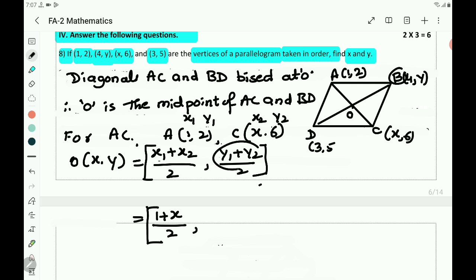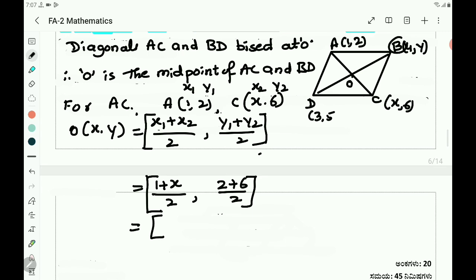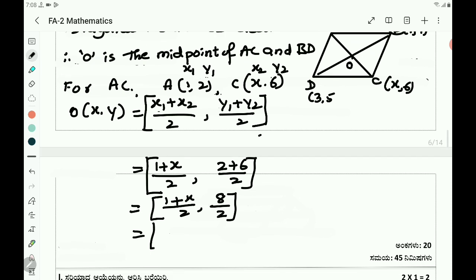Next, y1 plus y2 is 2 plus 6 by 2, which is equal to (1 plus x) by 2, comma, 2 plus 6 is 8, 8 by 2, which is 4. 2 fours are 8, so 8 by 2 is 4. Consider it as first.